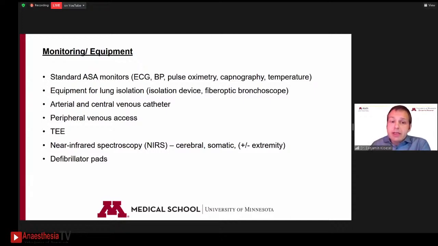Then we utilize near-infrared spectroscopy. And at our institution, we try as much as possible to place 2 cerebral NIRS probes as well as a somatic NIRS probe. And especially in cases where we perform peripheral vascular cannulation for a bypass, we often use a NIRS probe on the extremity. And then we'll place defibrillator pads.